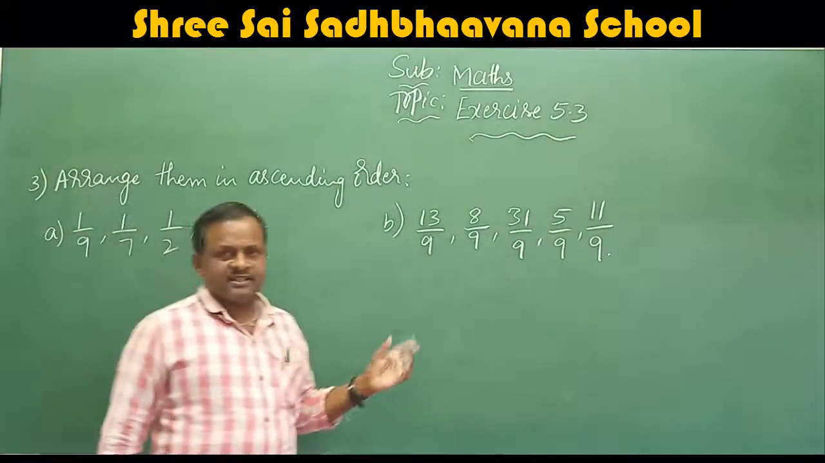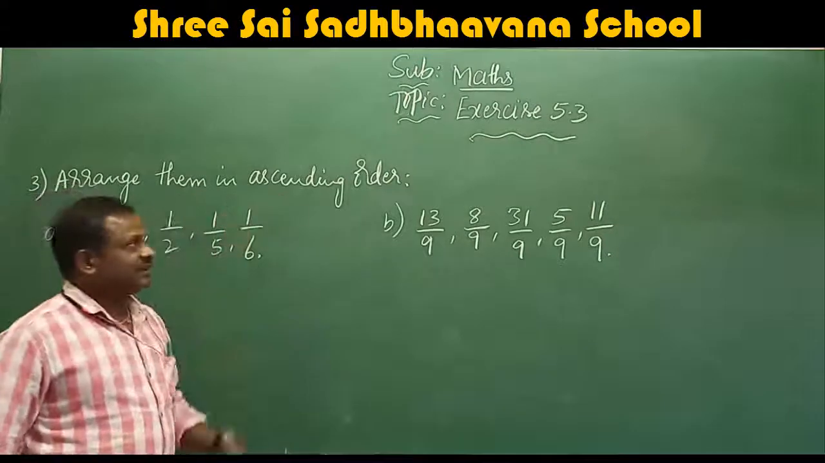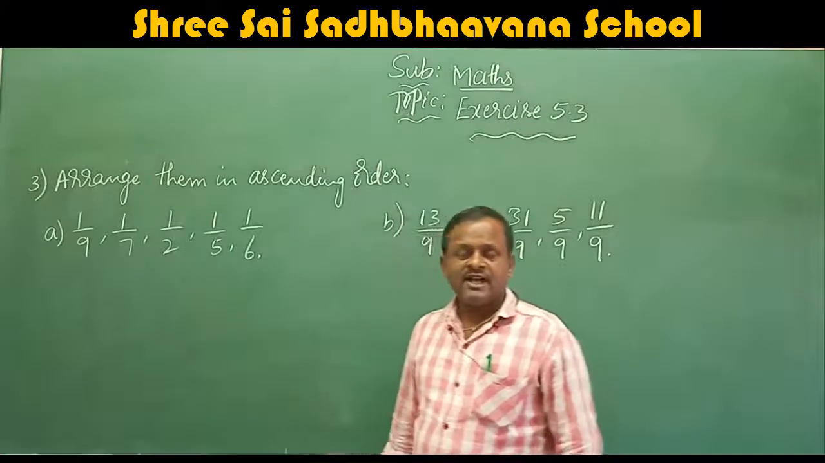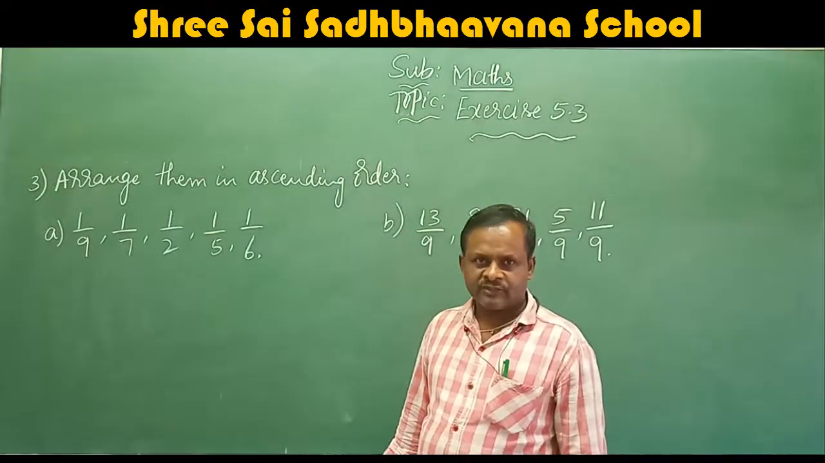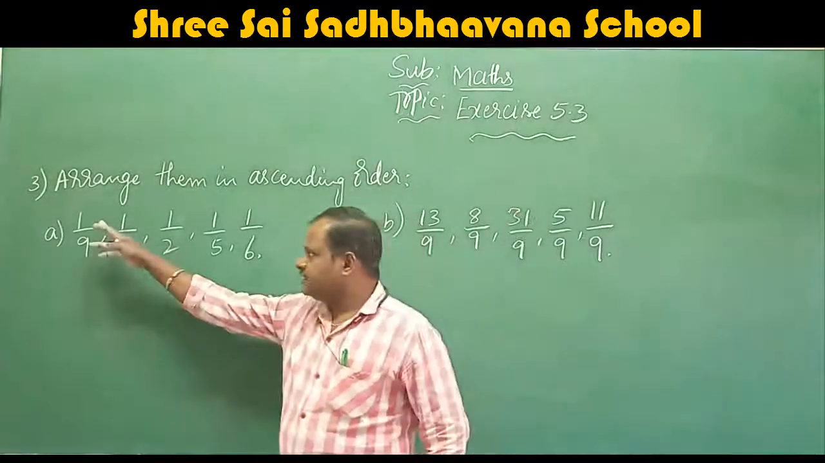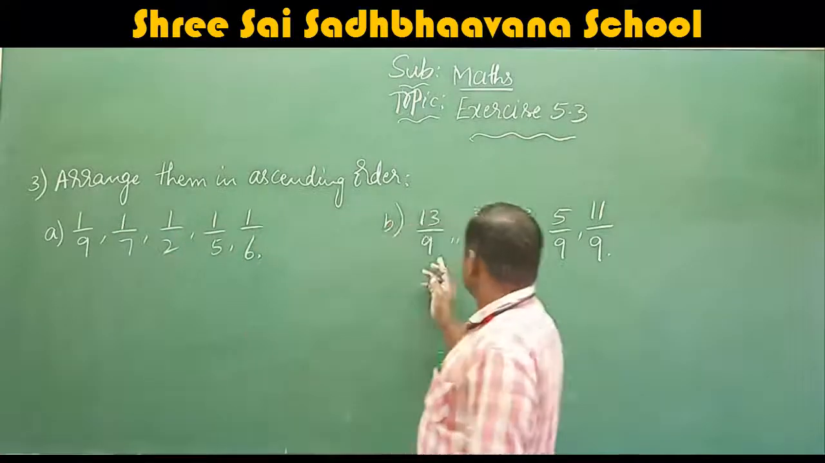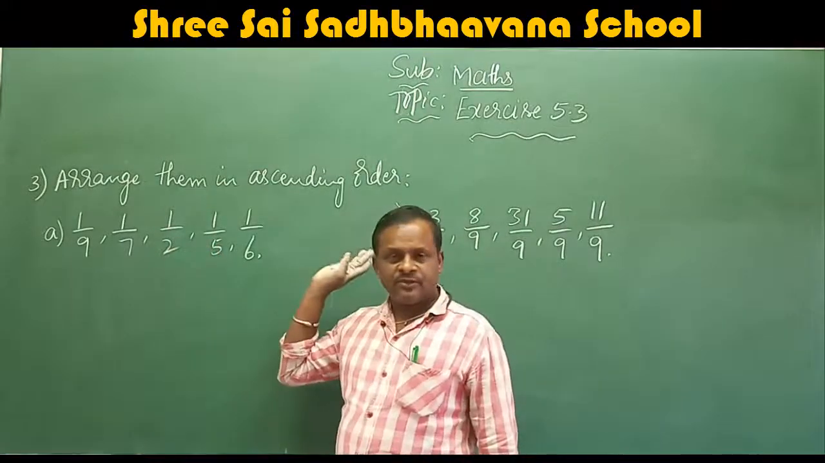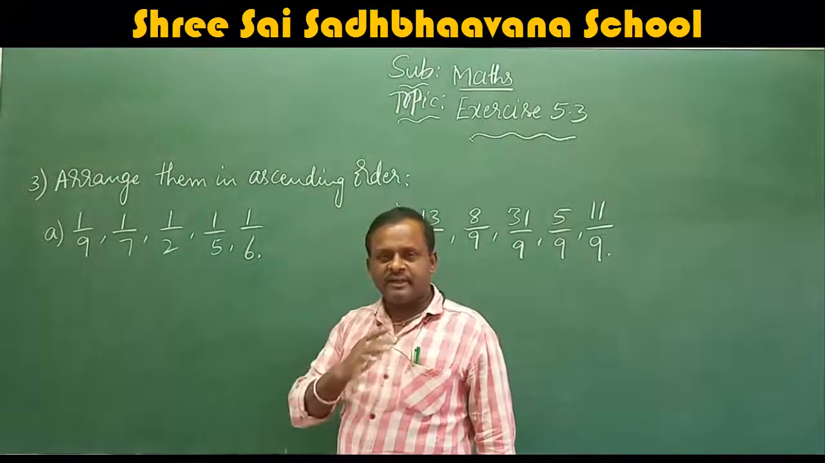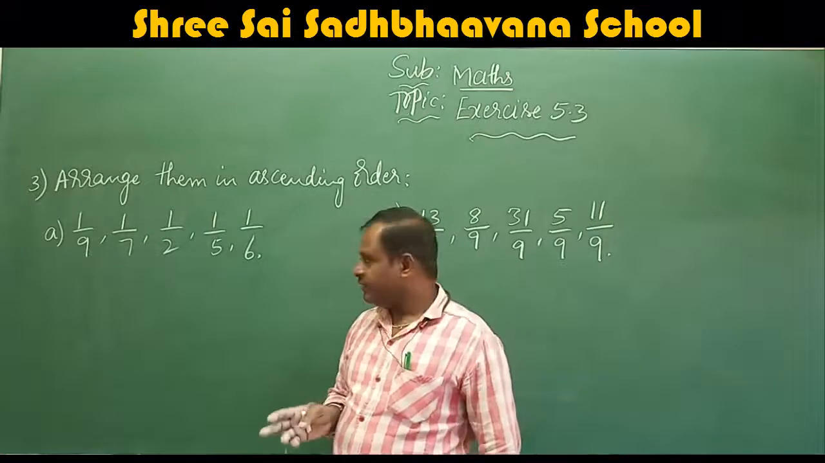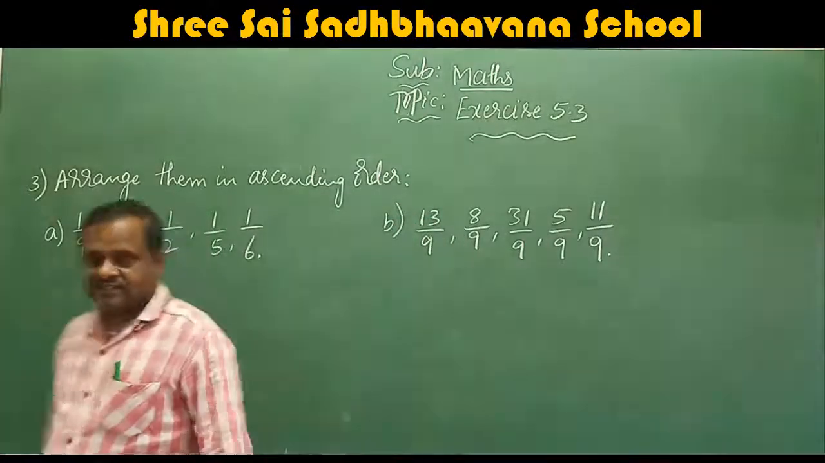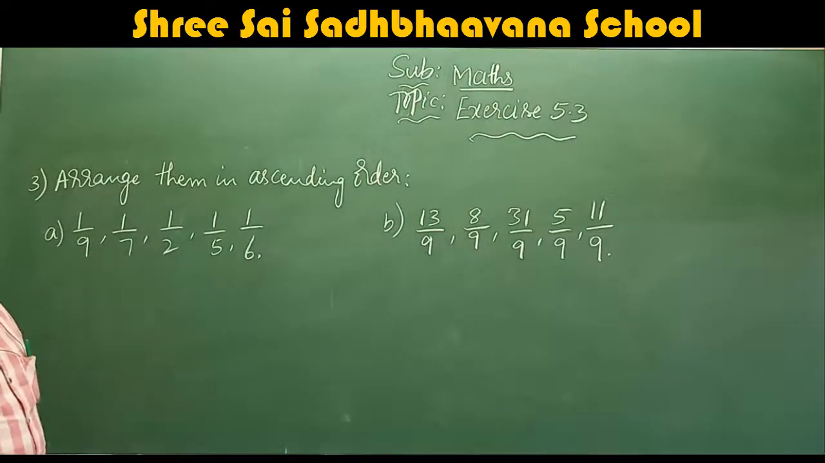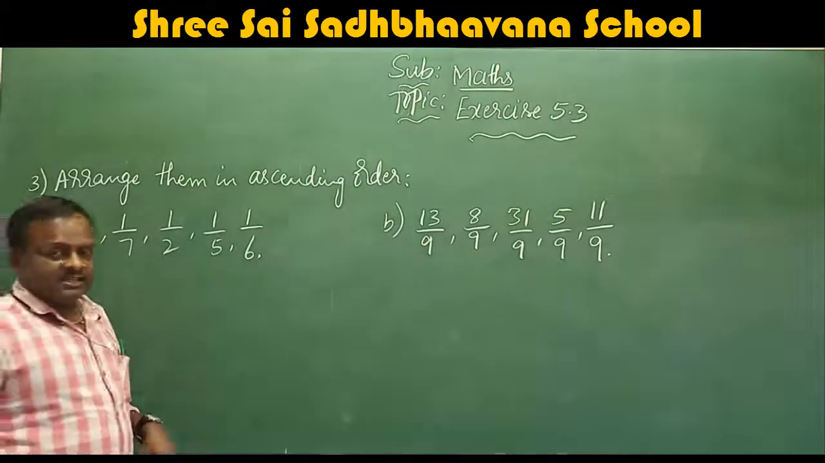The next problem is to arrange them in ascending order. They are given some fractions. You have to arrange them in ascending order. How? Here the numerators are same. Here the denominators are same. If the numerators are same, you know very well what you have to do. If the denominators are same, you know very well what you have to do. So here the numerators are same. So which is the smallest one? The biggest denominator gives the smallest fraction.